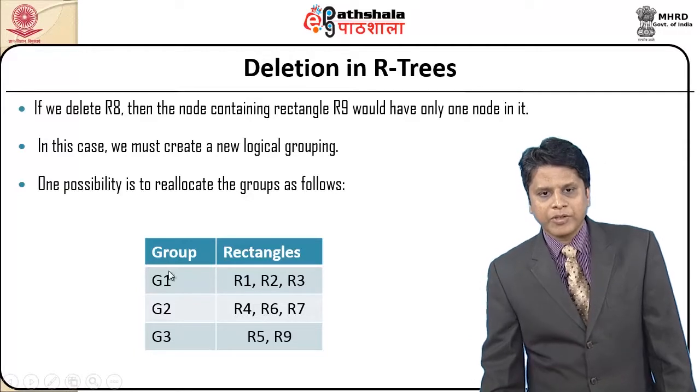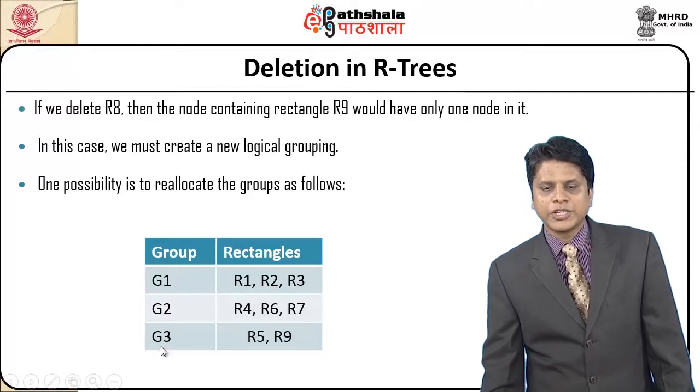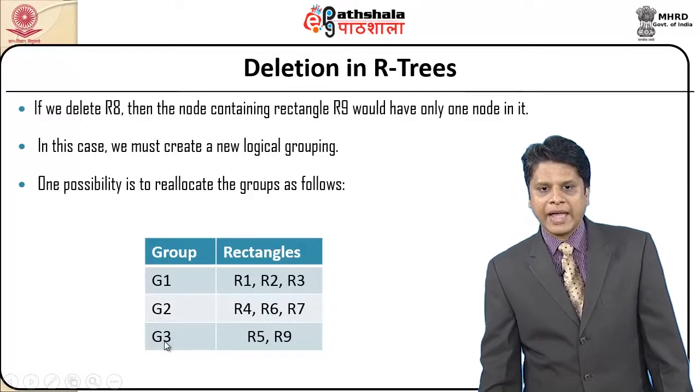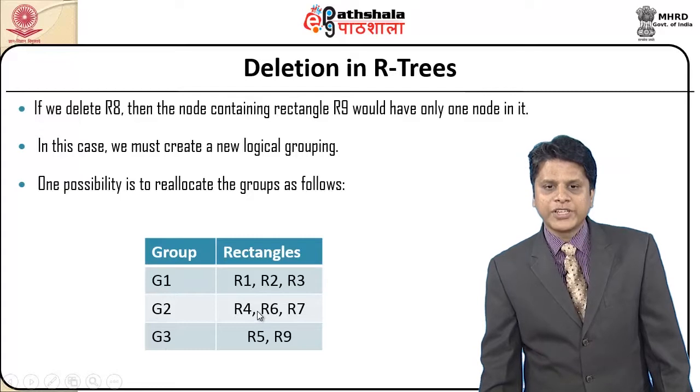Assuming that we have 3 groups G1, G2 and G3. Supposedly we have R1, R2, R3 associated with group 1, and R4, R6, R7 associated with G2, and R5 of G2 has been taken out and assigned with R9 of G3, so as to avoid the underfull constraint.